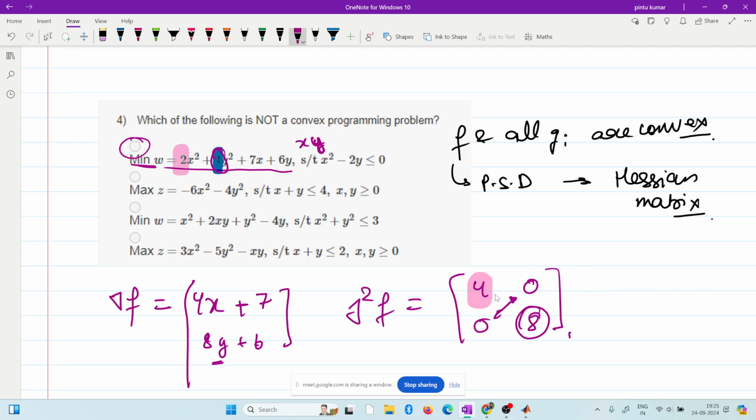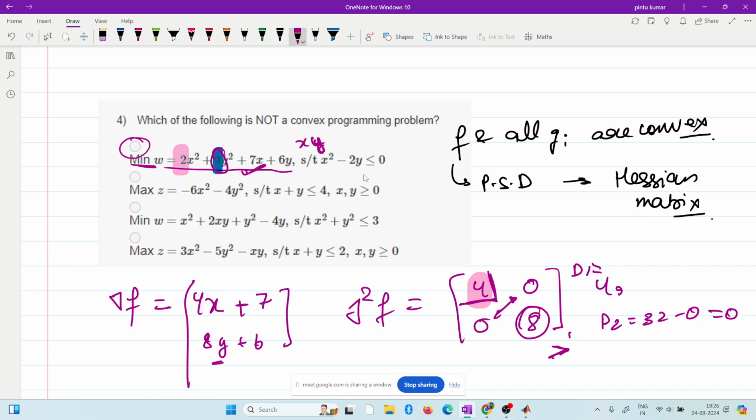So this is our Hessian, right? If you look at its leading principal minors, d1 is 4, and d2 is the determinant of this matrix, that is 24 minus 0, which is positive. Both of them are greater than 0, so this matrix is positive definite, which is more than positive semi-definite, and hence your f is at least convex.